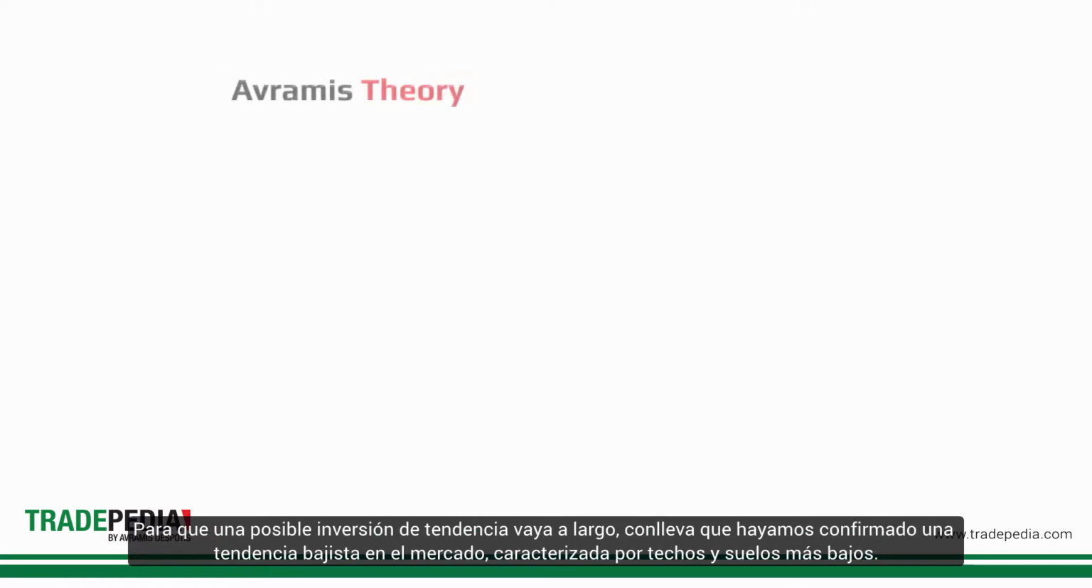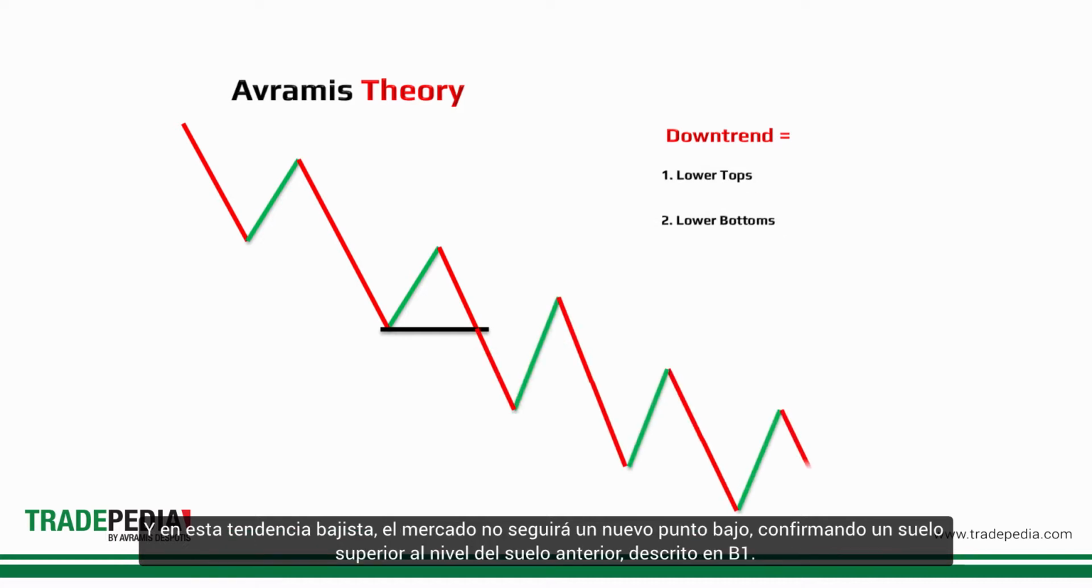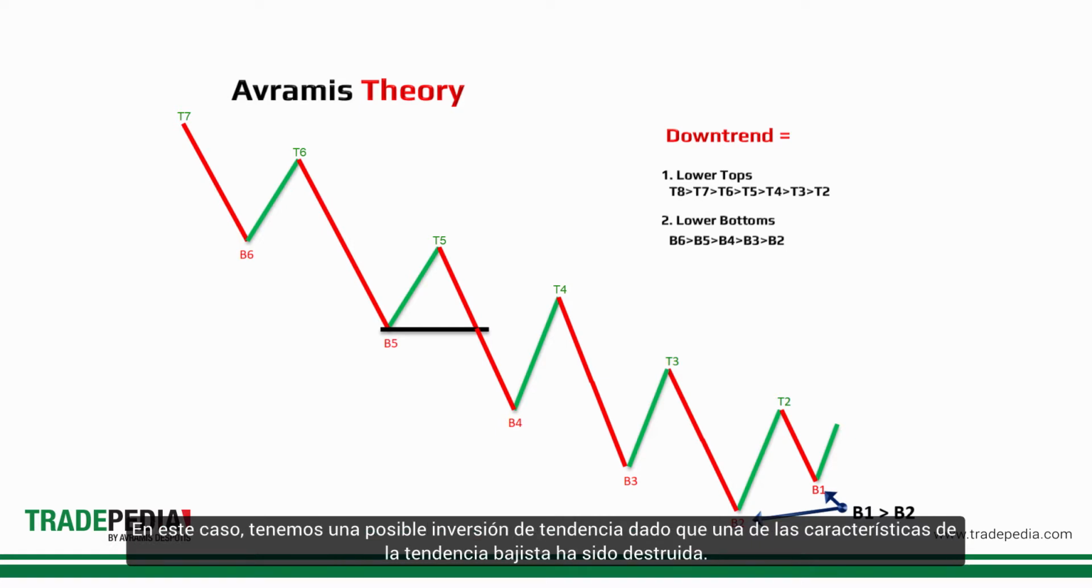Now, in order to have a possible trend reversal to go long, it entails that we have a confirmed downtrend in the market, characterized by the lower tops and lower bottoms. Now, once in all of this downtrend, the market will fail to continue to a new low by confirming a bottom higher than the level of the previous bottom, outlined at B1.